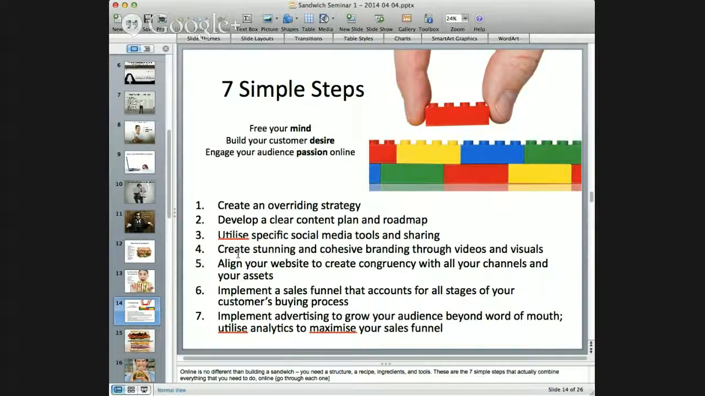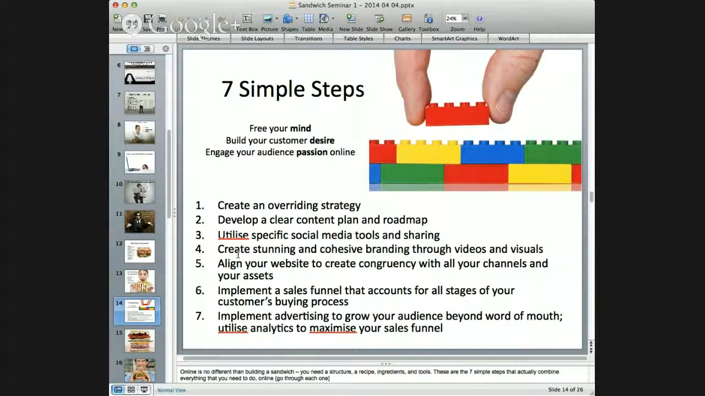Sorry, I digressed. So number 3 was the businesses were able to utilize social media, use them as tools though, not as strategies, right? As well as sharing. Number 4, create stunning cohesive branding through videos and visuals. Aligning website to create congruency with all your channels and your assets, right? Whether that's a landing page, your home page, or your blog page, it has to look the same. It has to have the same look and feel and taste across everything.